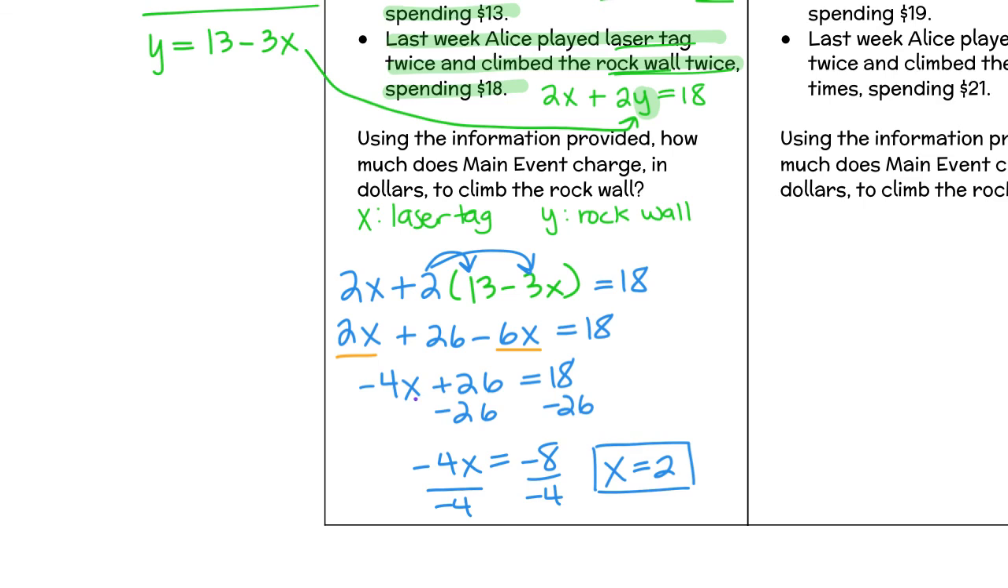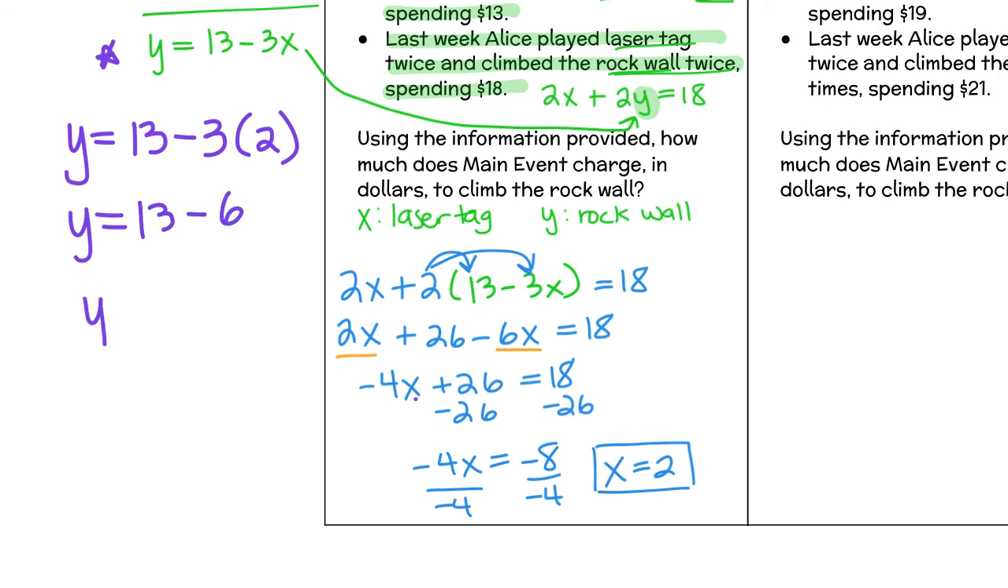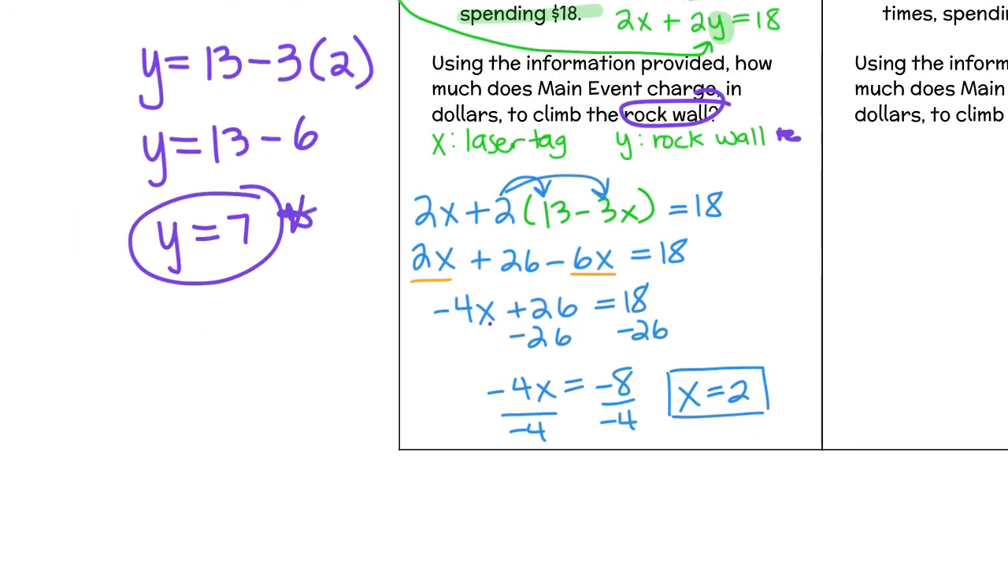What I'm going to do is use the equation that I have up here, and I'm going to plug in x equals 2 to that equation. So y equals 13 minus 3, but we're plugging in our 2. So y equals 13 minus 6, which means that y equals 7. So if they wanted rock wall, and according to my little notes, y is rock wall, that means this is the answer that they want. It costs $7 to climb the rock wall.